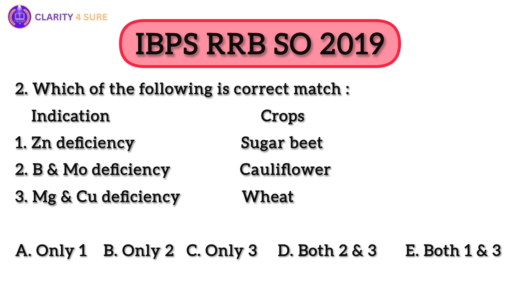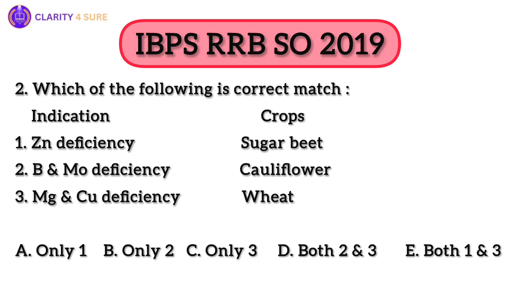First one is that sugar beet is an indicator crop of zinc deficiency. This is a mismatch because you know that speckled yellow spots are formed in sugar beet when there is manganese deficiency. So remember, sugar beet can be an indicator crop for manganese deficiency. If you remember in the last video of part 1, we had discussed that boron deficiency causes browning in cauliflower and molybdenum deficiency causes whiptail in cauliflower. So by now we know that option 2 is correct.